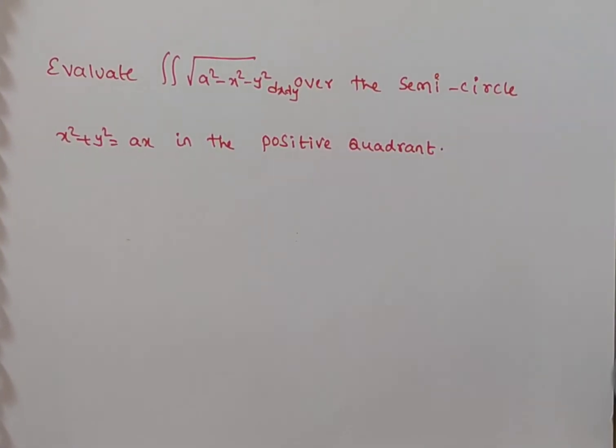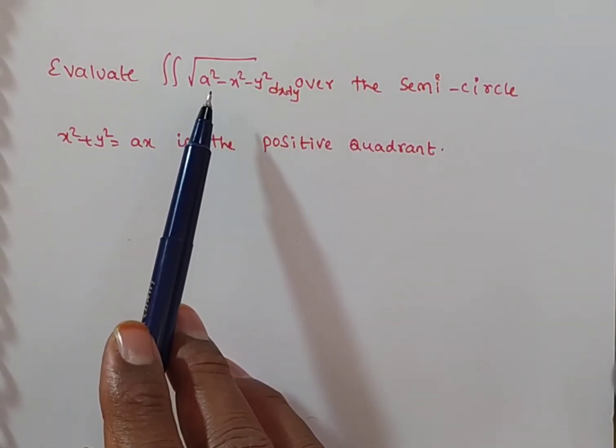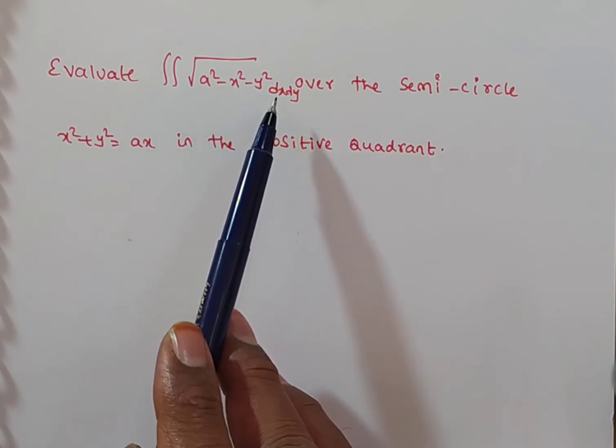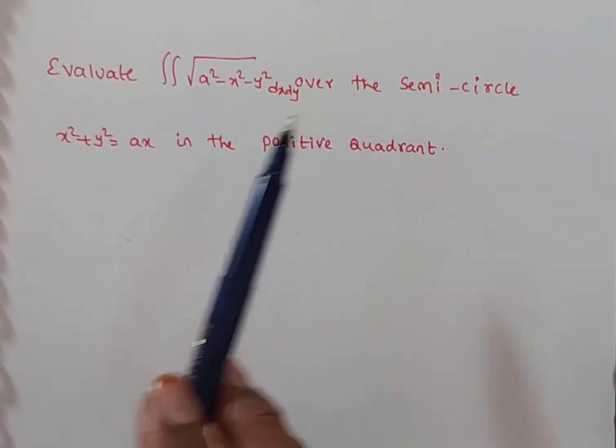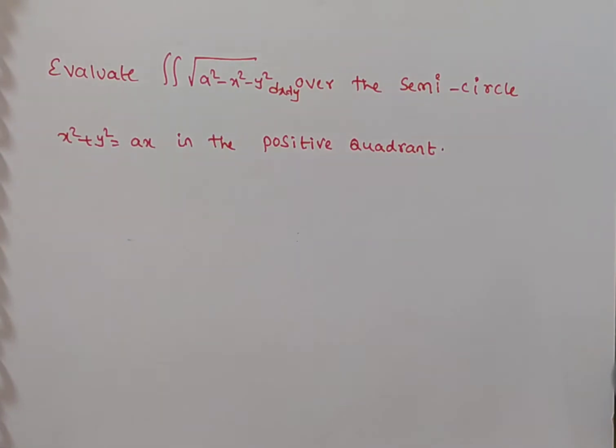Hi friends, in this video we are solving a problem on multiple integrals. The given problem is: evaluate the double integral of square root of a square minus x square minus y square dx dy over the semicircle x square plus y square is equal to ax in the positive quadrant.